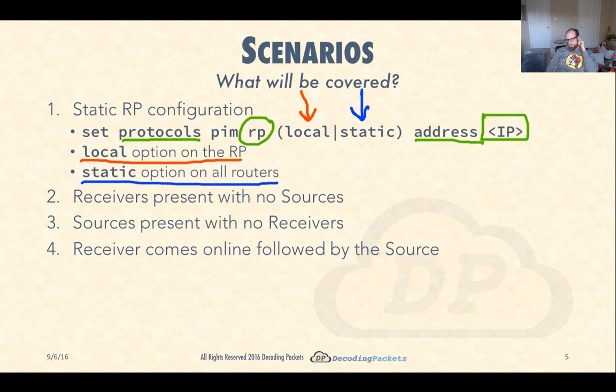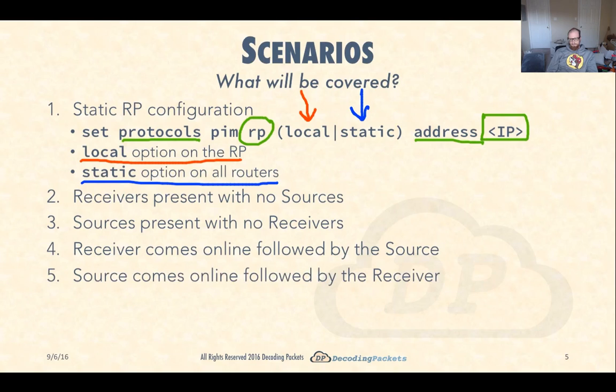Next, we'll do 2 followed by 3. The receiver will come online and signal the LHR the intent of what it needs to receive from the sources, and then the source will come online. So we'll see the order of operations when the receiver comes online first, followed by the source. Next is exactly the opposite, so it's 3 followed by 2. The source is already online, the RP is aware of that source, and then the receiver comes online to receive those packets.